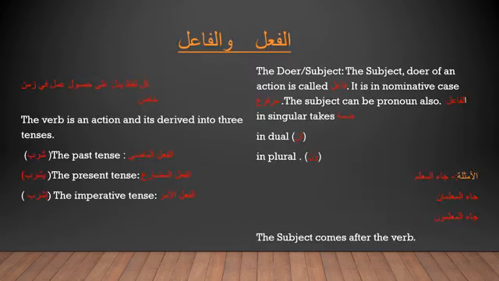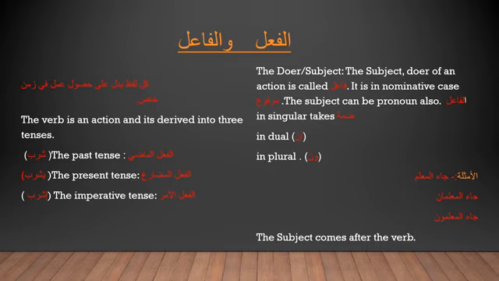الفعل والفاعل: كل لفظ يدل على حصول عمل في زمن خاص. The verb is an action in a particular time. There are three tenses for the verb. The verb is an action and it is derived into three tenses. Al-fi'l al-madi, the past tense: shariba. Al-fi'l al-mudari', the present tense: yashrabu. Al-fi'l al-amr, the imperative, an order or request: ishrab.